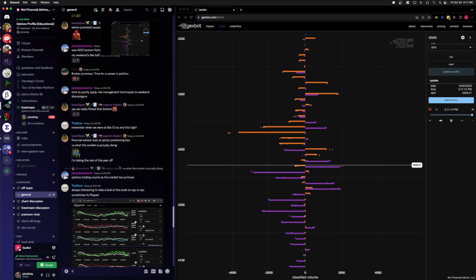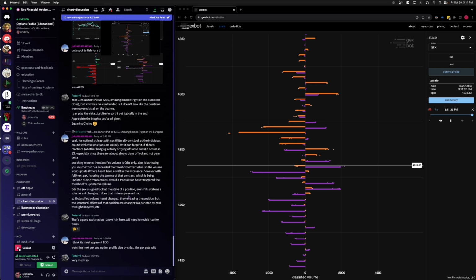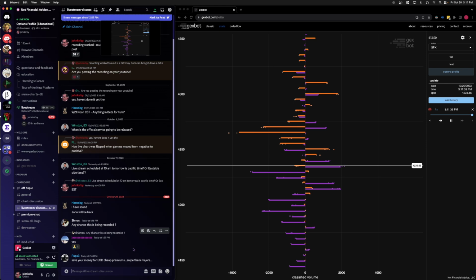Thallium's funny because he has like 4 windows open with order flow, so like 3 order flow charts on each window and then just everything. It's kind of insane. I don't think I could trade like that, but okay, cool. I think we're good.